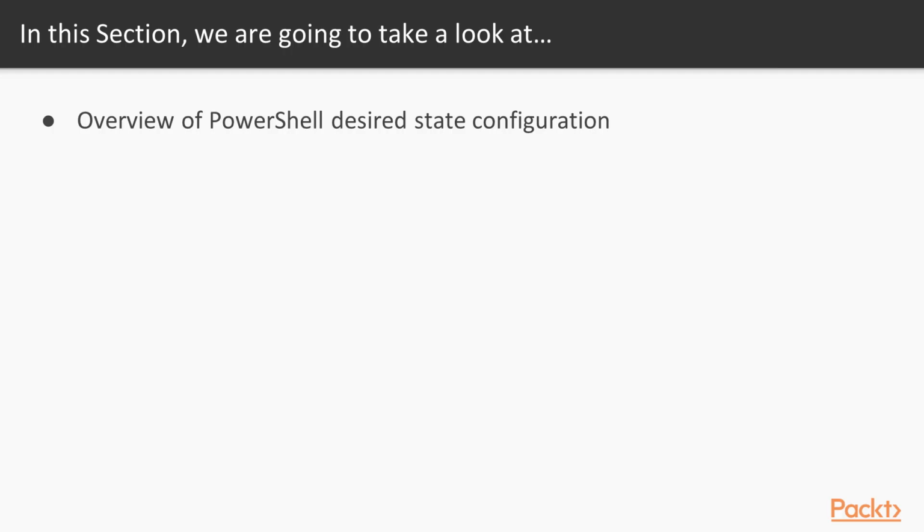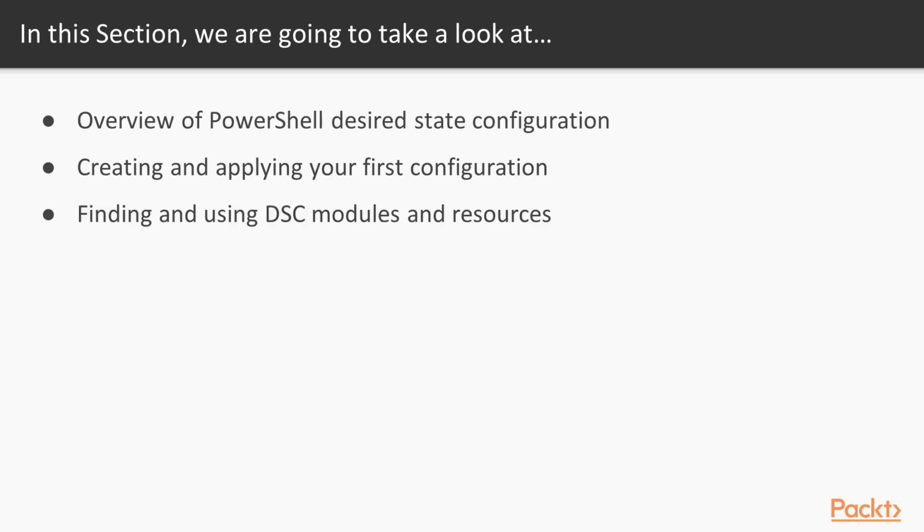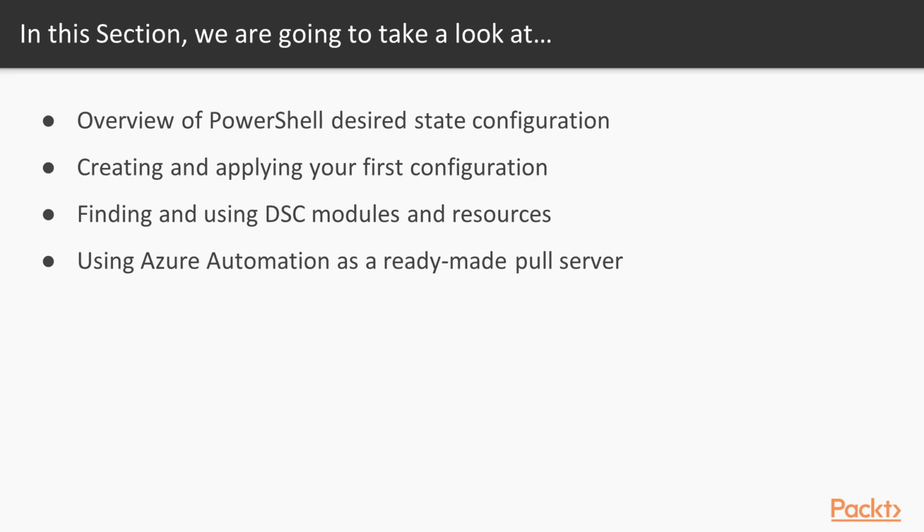In this section, we're going to learn about PowerShell desired state configuration. We'll start with an overview, and then we're going to create and apply our first configuration. Then we're going to find and use DSC modules and resources. And finally, we're going to use Azure Automation as a ready-made pull server. If that doesn't make sense to you right now, don't worry. I'm going to get into that right away when we talk about the overview of PowerShell desired state configuration.